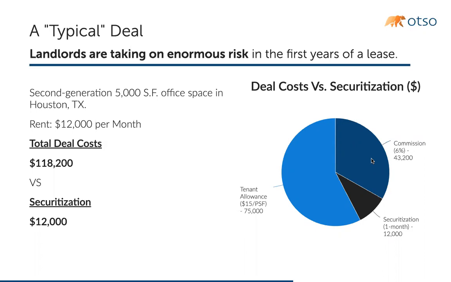So here's a typical deal in Houston. Let's say it's a 5,000 square foot office deal, and the rent's roughly $12,000 a month. So this is not an expensive building by any means, but these are typical allowances. Landlord might be putting $15 a square foot in a second generation space. Maybe they're moving a few walls. Maybe they're putting some carpet in, maybe they're redoing the doors or some electrical upgrades, whatever it may be. They're going to pay a commission on a 5-year deal. That's going to be 6 points. And here's what they're collecting for a cash security deposit. They're going to get $12,000.